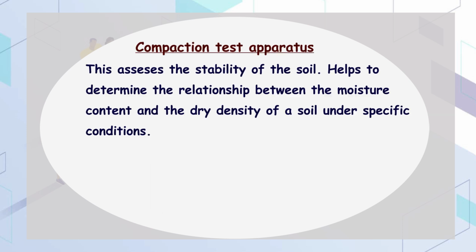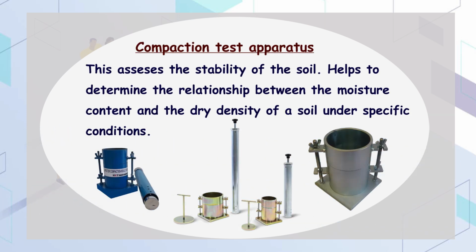The compaction test apparatus assesses the density and stability of the soil, particularly in construction. It measures the relationship between moisture content and dry density under specified compaction energy.